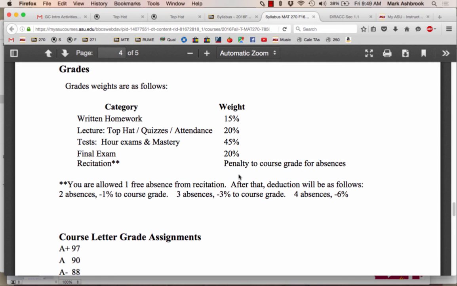We'll be taking attendance in lecture by Top Hat, and also I'll have a randomized list of all of your names, and throughout lecture I'll be calling on individuals to answer short questions as we go. If you don't respond, that's an absence. You get an absence in lecture. We'll also, like I said, take Top Hat. The questioning system has an attendance system built in.